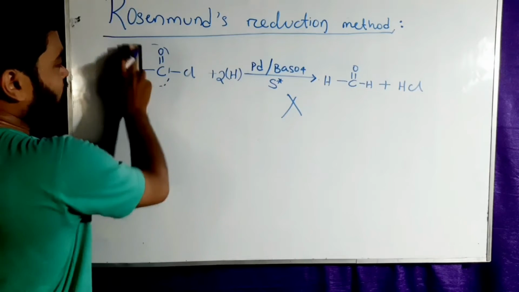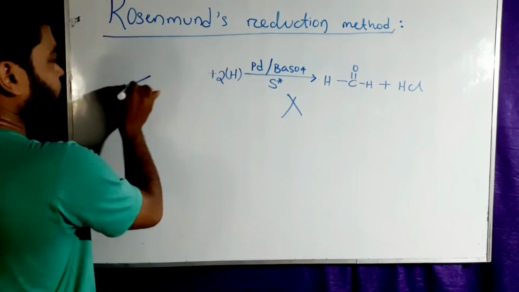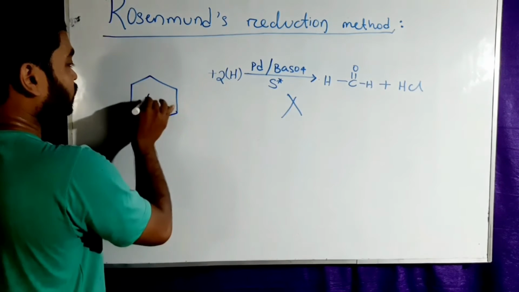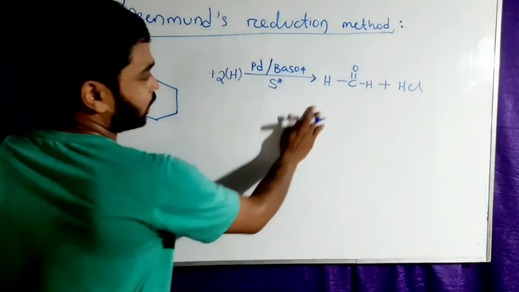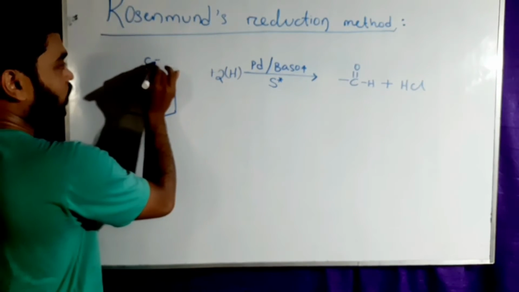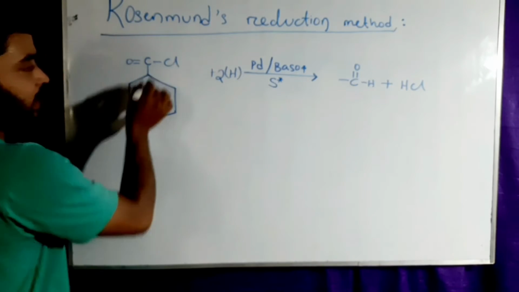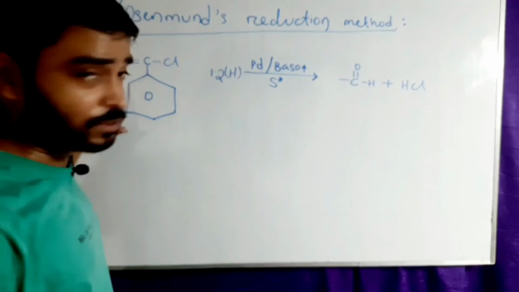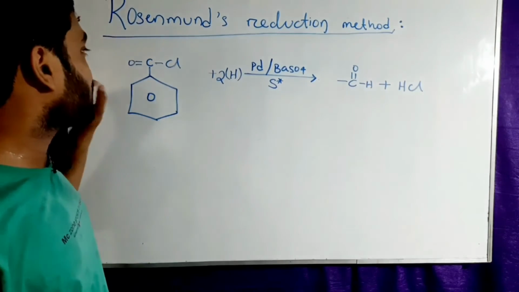Now moving to the aromatic section, that means I am taking here a benzene ring, and placing the acid chloride group. I am taking here C double bond O, and Cl, RCOCl, where the aryl part is C6H5, which is the phenyl part, and the name of the compound is benzoyl chloride.